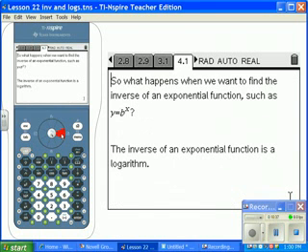So what happens when we want to find the inverse of an exponential function, such as y equals b raised to the x power? Well, the inverse of an exponential function is a logarithm. So we're going to start learning about logarithms today.